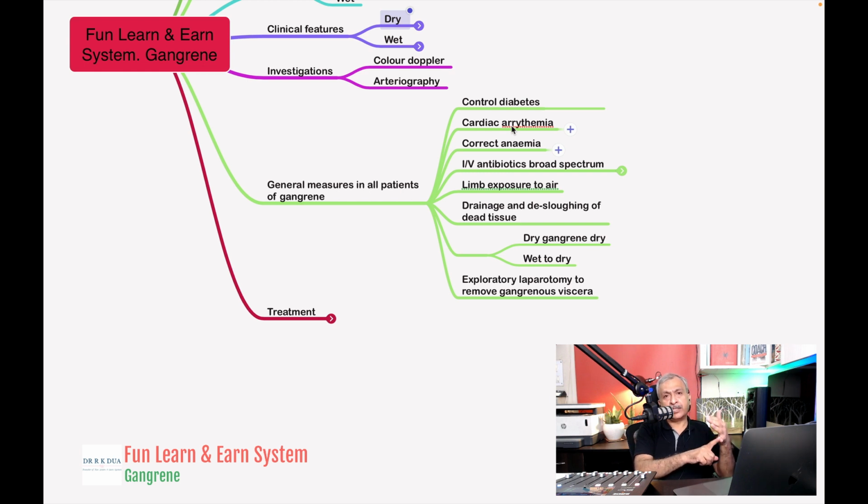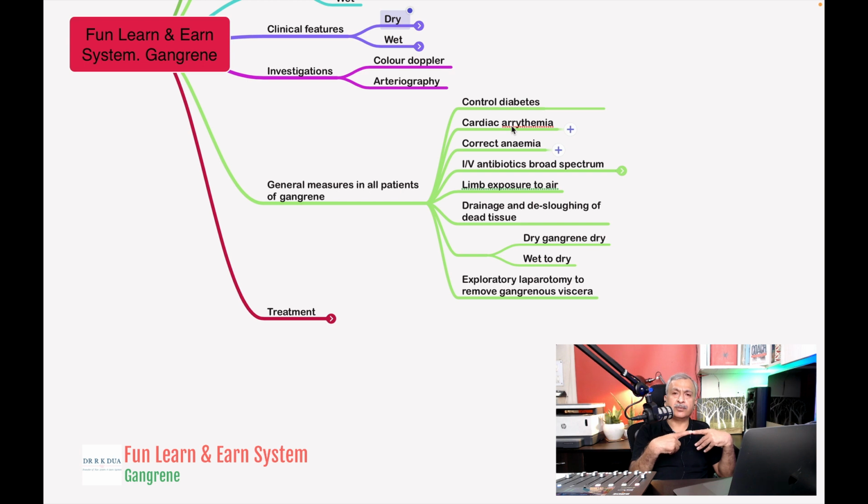So exploratory laparotomy may be required when we find that there are gangrenous changes in case of strangulated hernia. To save the life of the patient, we may have to remove that gangrenous part of the gut, do the re-anastomosis of the healthy areas, and repair the hernia.